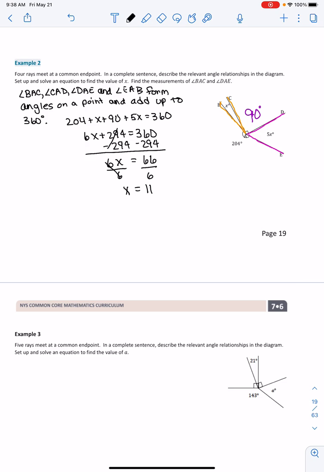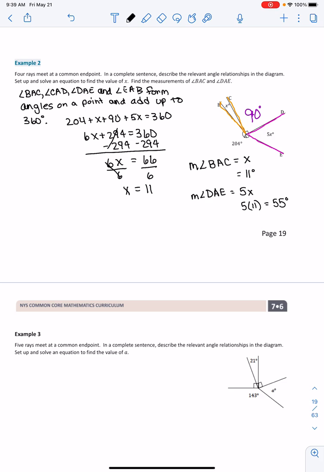But I'm not done because it's asking me to find the measurement of BAC. So the measurement of BAC, which is x, is 11 degrees. Then it's also asking me to find the measurement of DAE, which is 5x, or 5 times 11, which is 55 degrees.